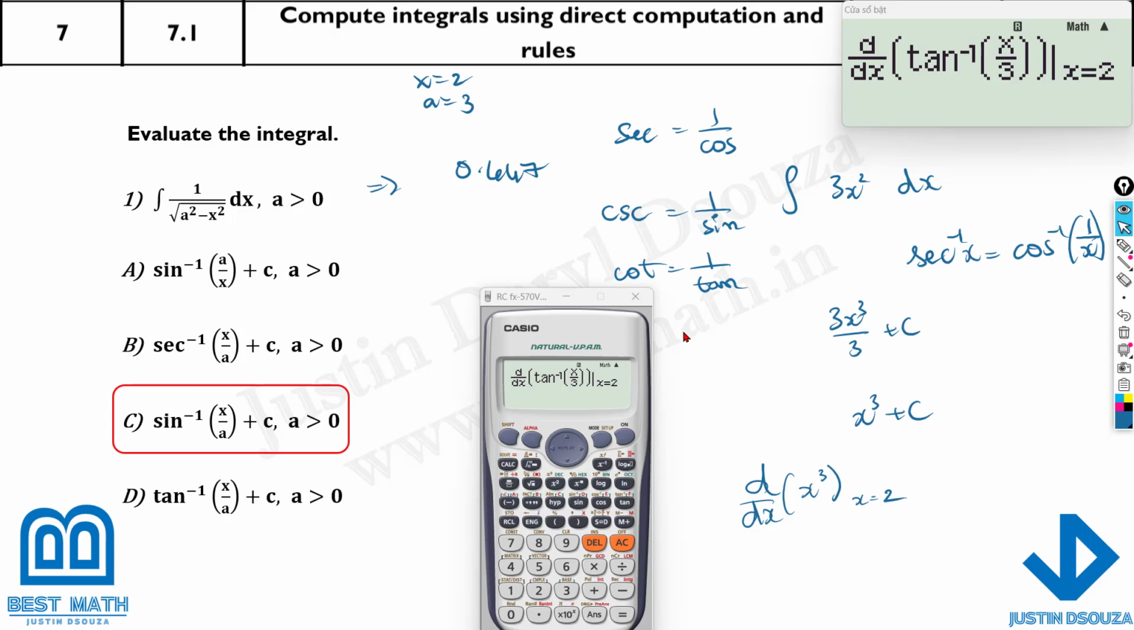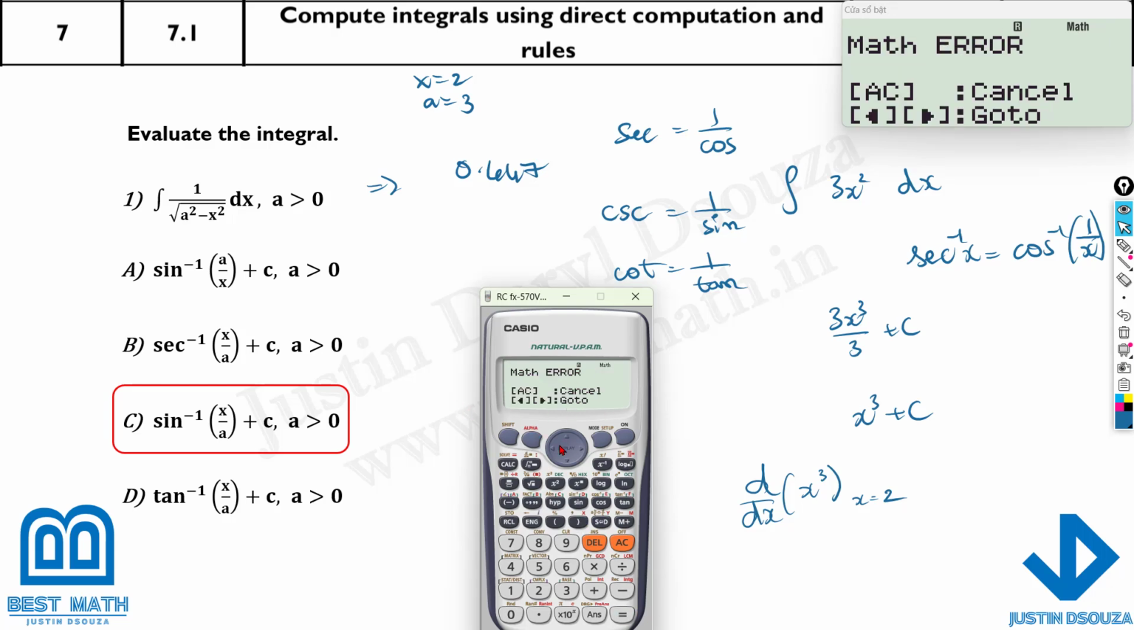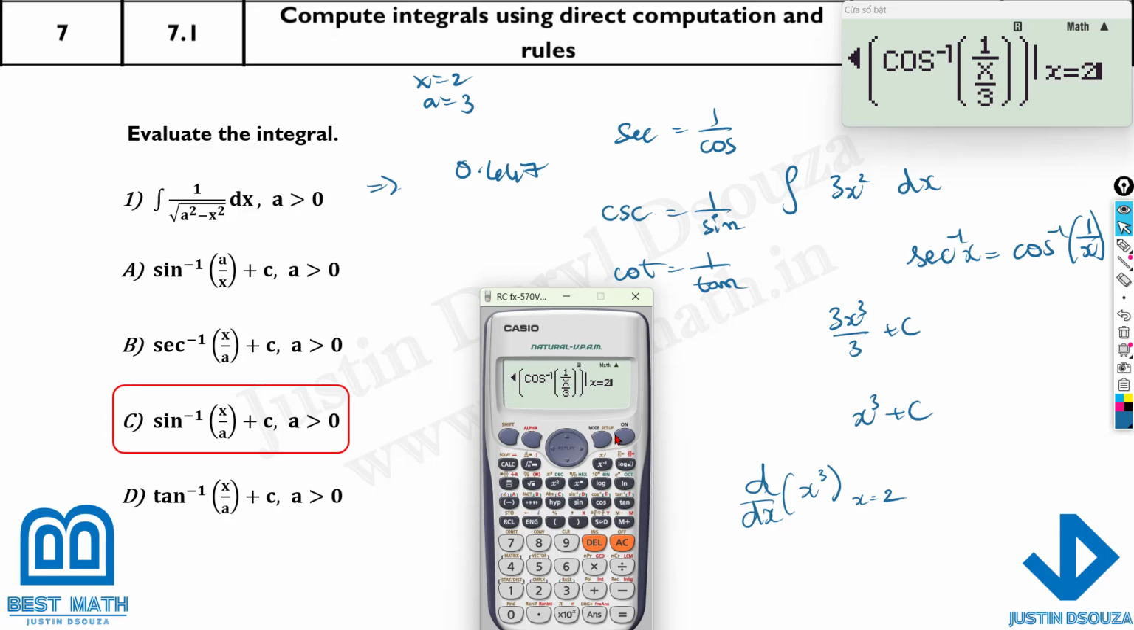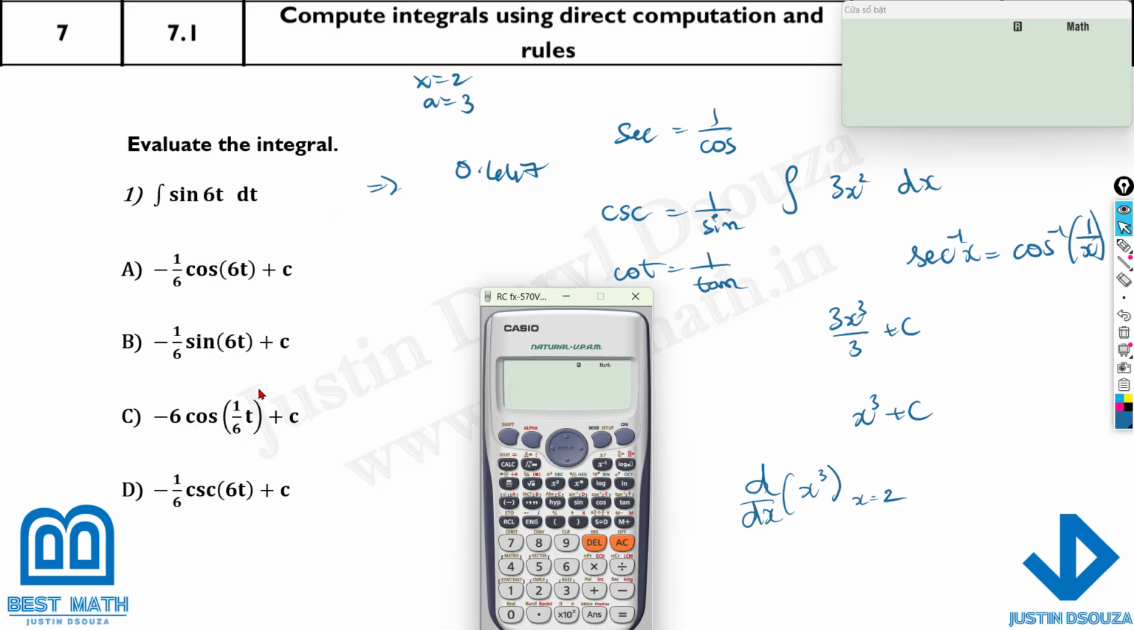So what happens over here is, anyways, this is the wrong answer, but you need to put cos inverse, shift and cosine, cos inverse, and this will be changed. It will be 1 divided by, again divided by x by 3. Or you can just swap it, 3 by x, but it's wrong. This is not the answer. So that's how we can easily solve any integral problem just by this. Let's look at the next one as well.